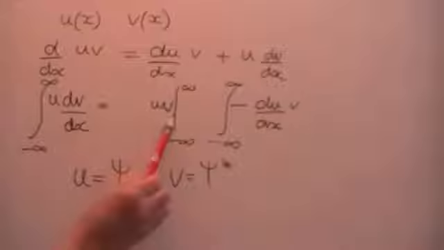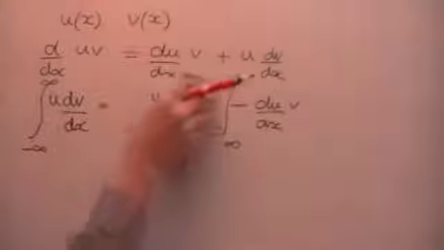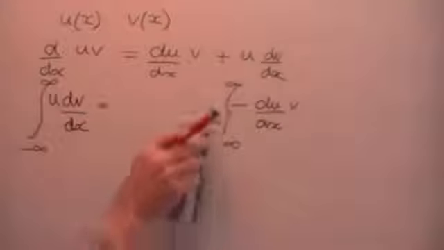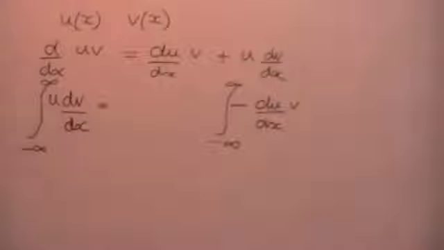So when you evaluate this at minus infinity and infinity, those terms are both going to be 0. So this term just disappears. It only disappears, as I've said, under the express conditions that u and v at infinity are 0. And now you'll notice an interesting thing.